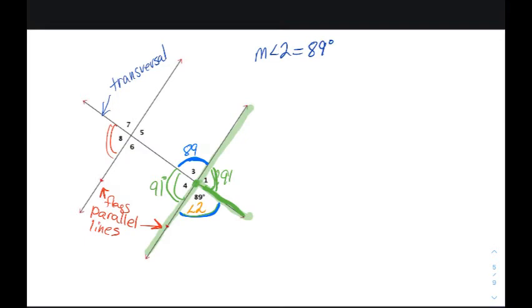All right, so let's look at that. So we can look at maybe the relationship of, let's say, 4 and 8. So angle 4 and angle 8 are what we would call corresponding.